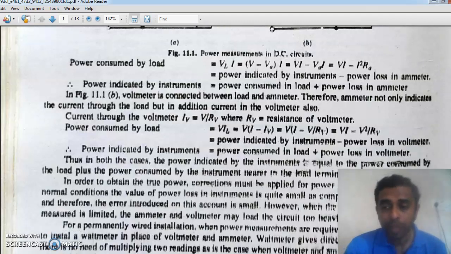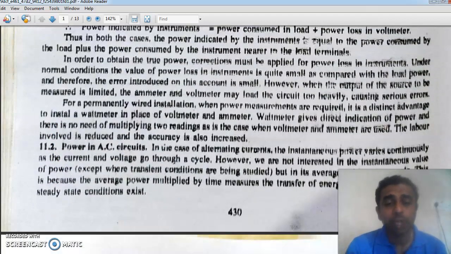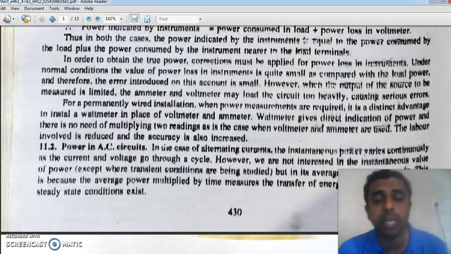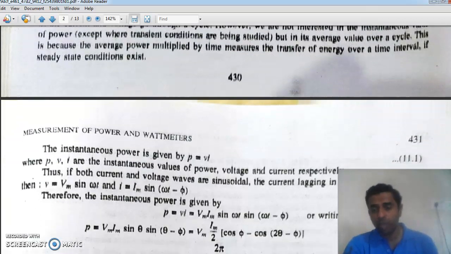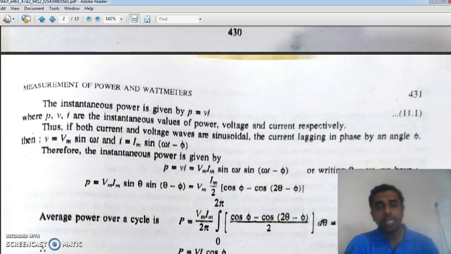Now, how about AC? In AC circuits, you cannot simply multiply voltage and current and say that this is the power measurement. There is a small thing which you have learned in the first year itself. In AC we always talk about instantaneous power. What is instantaneous power? Instantaneous power, p, is equal to instantaneous voltage multiplied by instantaneous current. As voltage is my reference, it is Vm sine omega t, that I'm taking as a reference. That is why there is no phase shift.